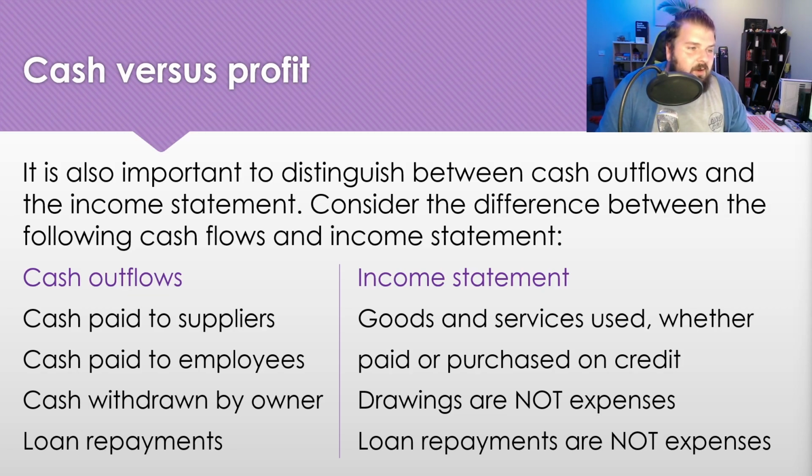Now, for the income statement, we actually only list the goods and services we use. And we also have to consider the things that we pay for on credit. Our drawings are not expenses, specifically not listed even though they fit the technical definition of an expense. And finally, our loan repayments aren't expenses either.